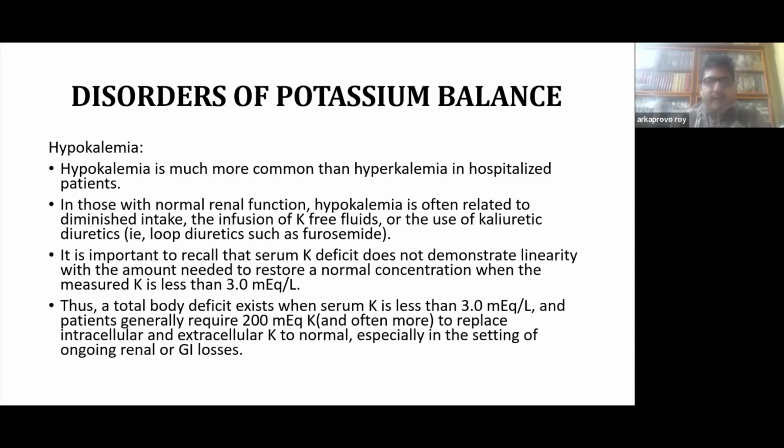It is important to recall that serum potassium deficit does not demonstrate linearity with the amount needed to restore a normal concentration when the measured potassium is less than 3 milliequivalent per liter. Thus, a total body deficit exists when serum potassium is less than 3 milliequivalent per liter, and patients generally require 200 milliequivalent potassium and often more to replace intracellular and extracellular potassium to normal, especially in the setting of ongoing renal or GI losses.